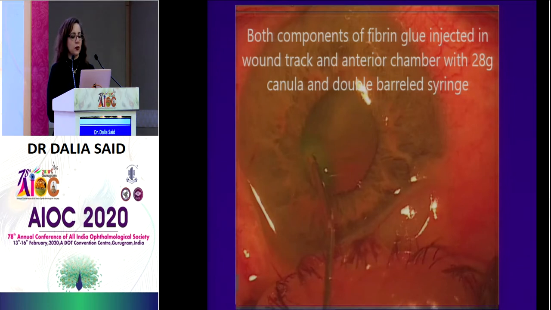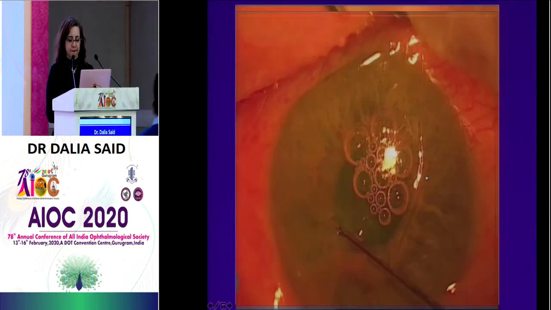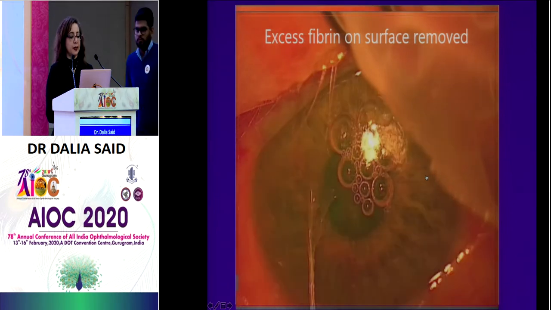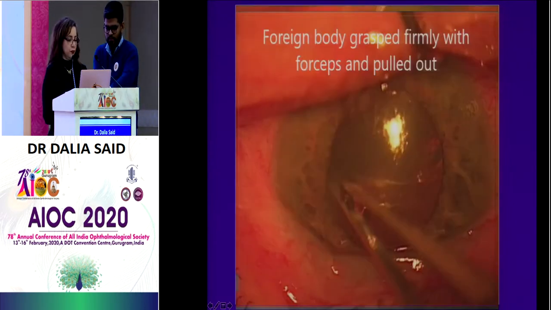So both the components of fibrin glue were injected in the tract, but it still had leak. So we had to put each component separate in the tract. So you put the thick, then the thin in the tract. It's not letting me. Yeah, there. And again, any excess fibrin you can remove.